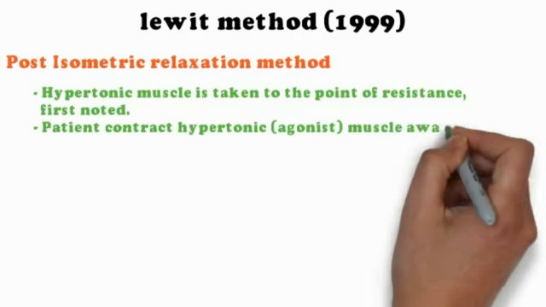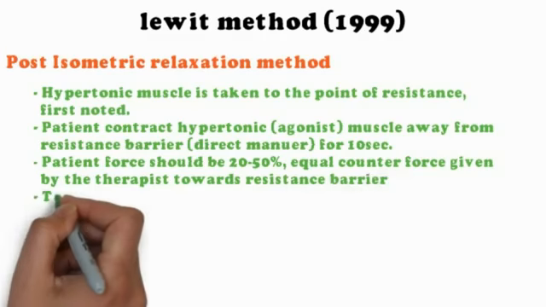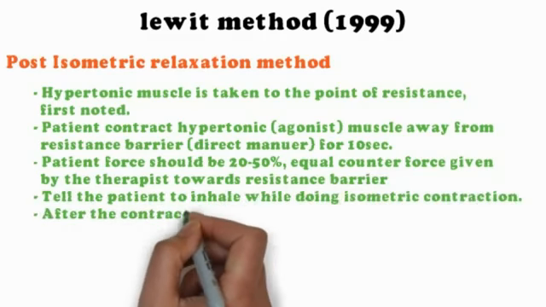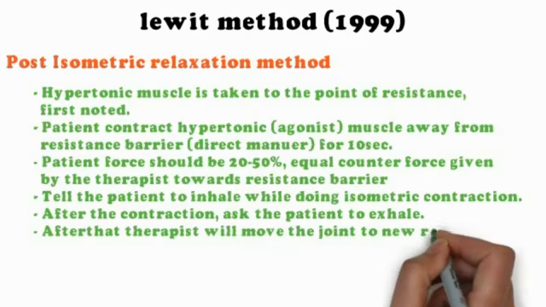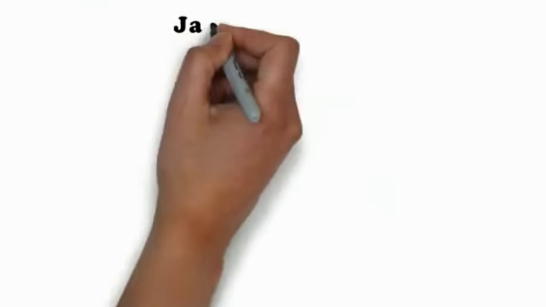Here, at first, the hypotonic muscle is taken to the point of resistance, where the patient contracts the hypotonic muscle, that is the agonist muscle, away from the resistance barrier for 10 seconds. The patient force should be 20 to 50% equal counter force given by the therapist towards the resistance barrier. Then ask the patient to inhale while doing the isometric contraction. After the contraction, ask the patient to exhale. After that, the therapist will move the joint to the new resistance barrier without any stretch. This procedure is repeated from the new barrier 2 to 3 more times.